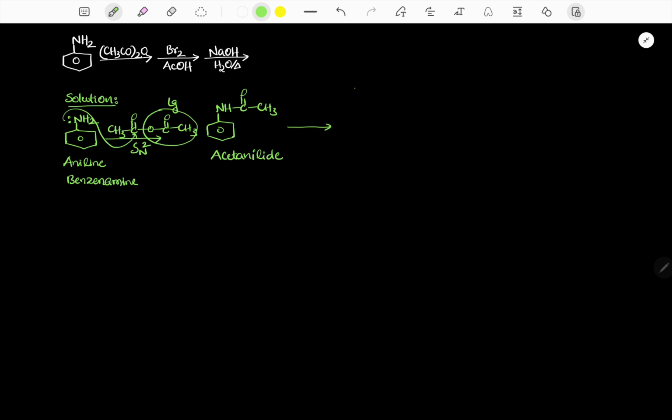Now it is treated with Br2 in the presence of acetic acid. Br2 and acidic medium, so here it produces electrophile Br+. And because of the lone pair, it is OP directing. Therefore the corresponding product is ortho position electrophile Br plus, para position electrophile Br plus. Ortho and para.